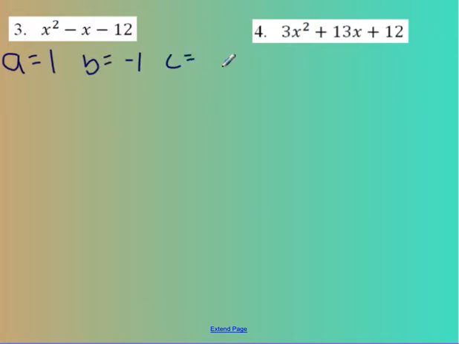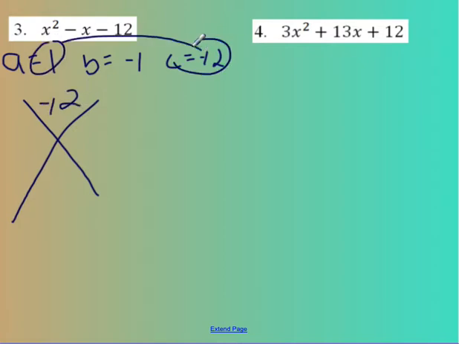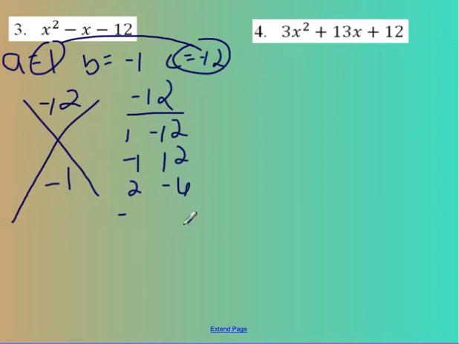So now let's go ahead and set up our x. So we're multiplying to a negative 12 because we're going to take 1 times a negative 12, and then we're adding to a negative 1. So let's take a look at the things that multiply to a negative 12. Well, we have 1 and negative 12, negative 1 and positive 12, 2 and negative 6, negative 2 and positive 6, 3 and negative 4, negative 3 and 4.